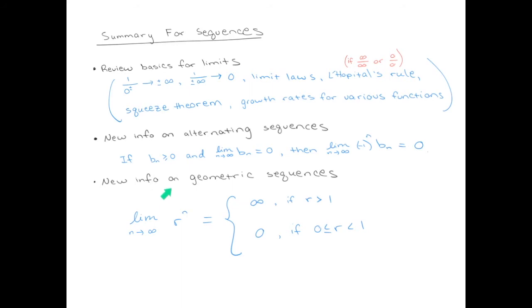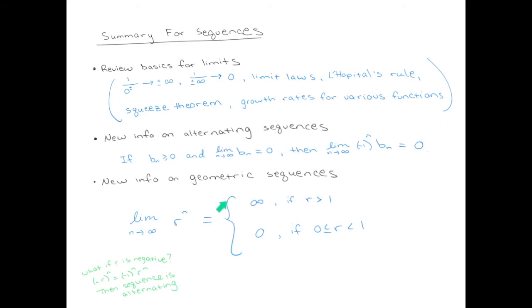And finally, we have geometric sequences. There's one more thing that we can add on to our list here, which is, what if the r value for the geometric sequence was a negative number? That would be like having a negative number in parentheses raised to the n power. Using basic algebra, that would be like negative 1 to the n times r to the n. In other words, if the r value is negative, that basically boils down to an alternating sequence because the negative 1 to the n factors out.